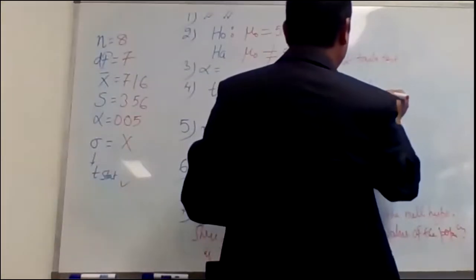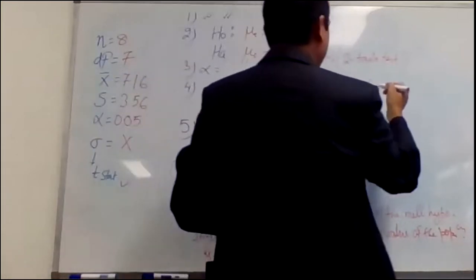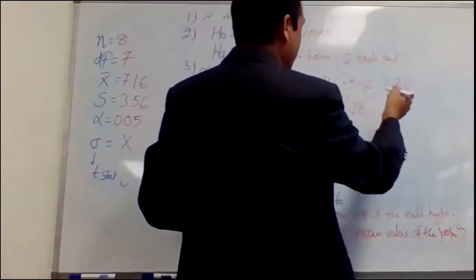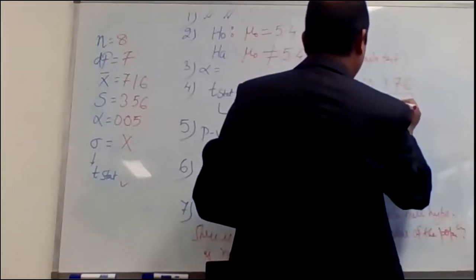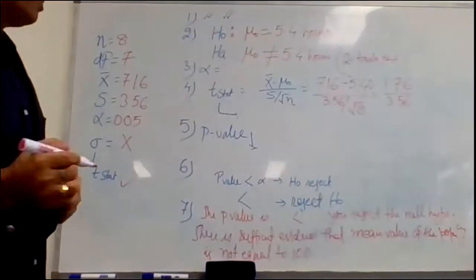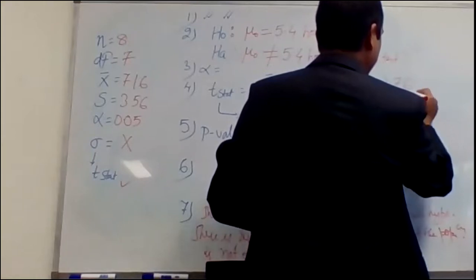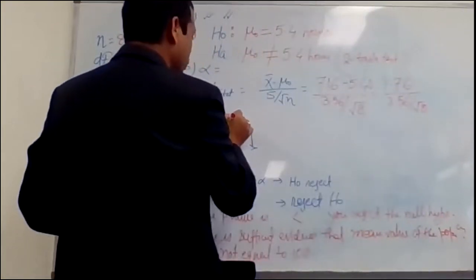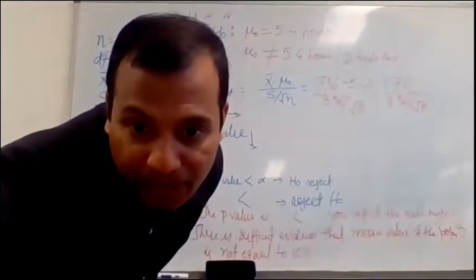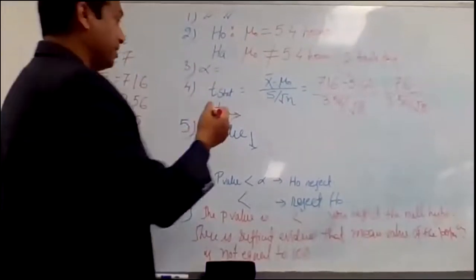7.16 minus 5.40, do it and just find out. It is 1.76. Then 1.76 divided by 3.56 over root under 8, which is 2.23 or something. Just find out. What is the value of t-stats you are getting? Let me know that. 1.398. Others, did you get 1.398? Yes.